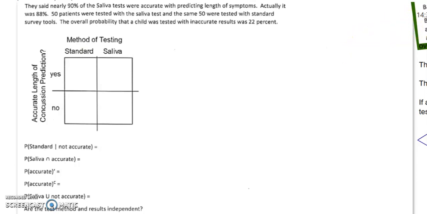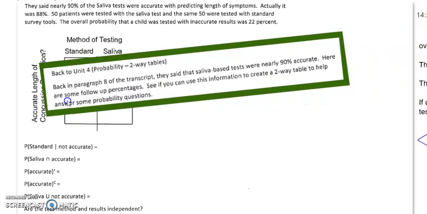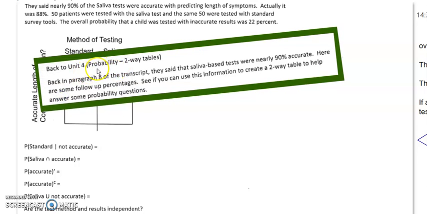Okay, so we're going to look at two-way tables, and we're back to Unit 4 probability. Some people struggled with this and trying to calculate probabilities, and even if you didn't struggle with it, you probably need to refresh yourself on some of these notation symbols used for probability.